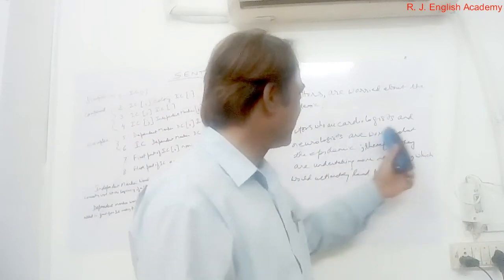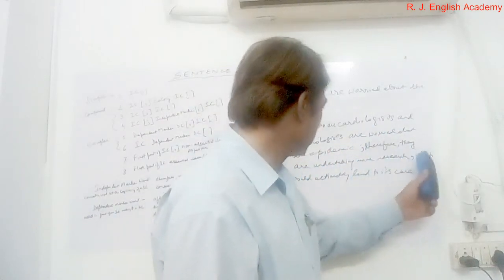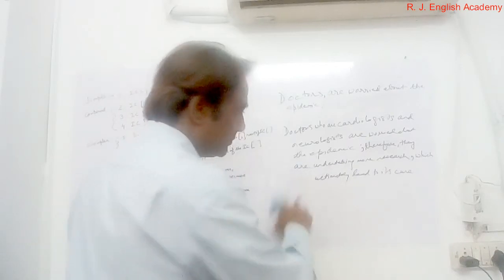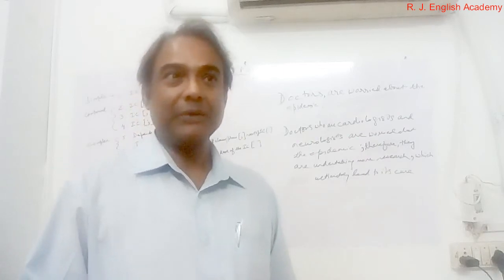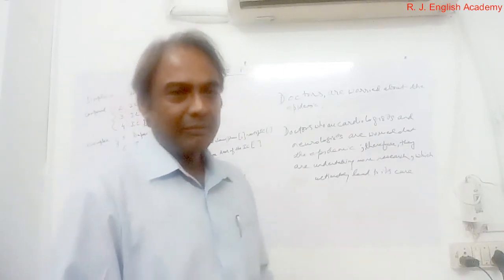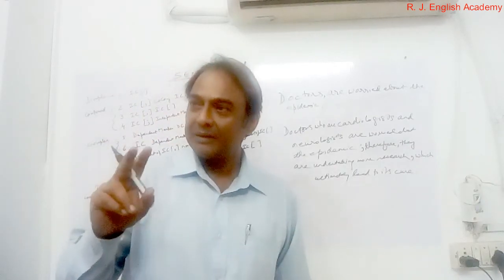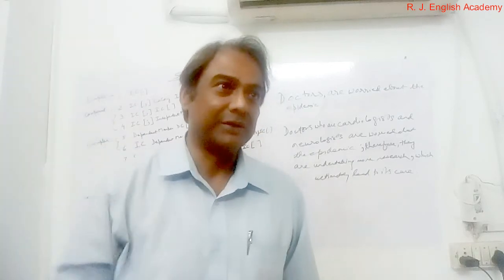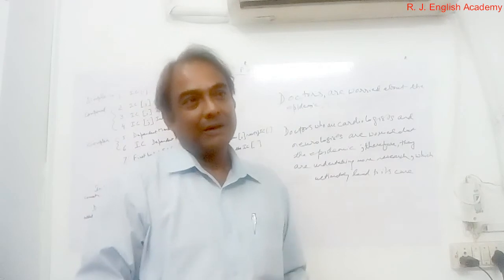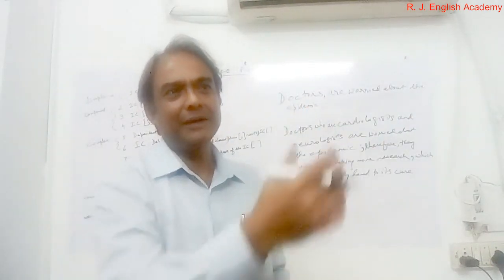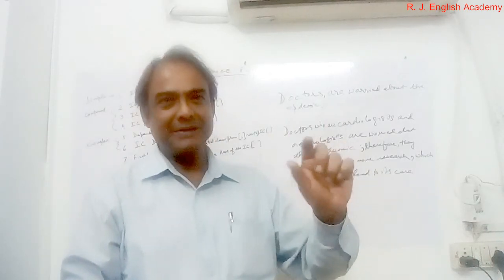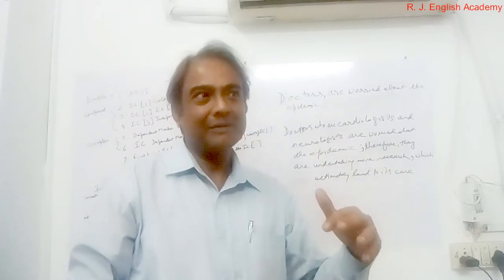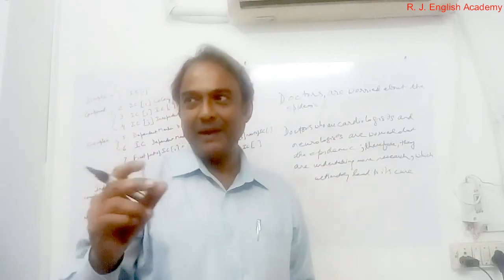Doctors who are cardiologists and neurologists are worried about the epidemic. Therefore, they are undertaking more research, which would ultimately lead to its cure. Would gives more certainty. We are not certain whether it will lead or will not lead. So, might or may. The difference between may and might? Probability. May is more probable. Might is still more uncertain. The improbability of might is still more. Mightily far-fetched. Remember this word, mightily far-fetched. So if you use might, it means that it is more far-fetched, and may is nearer. The probability of may is more than might.